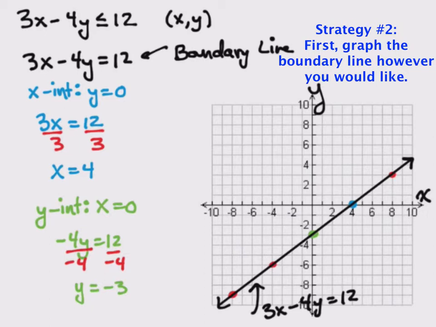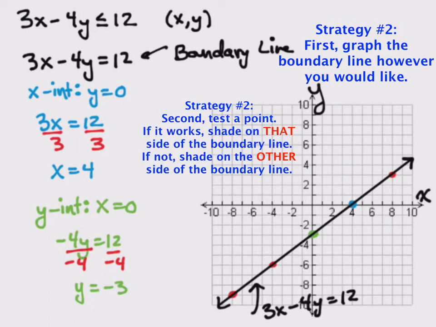Well, here's my claim. It's either going to be the case that all of the ordered pairs above this line are solutions, and all the ones below are not, or the opposite, where all the ordered pairs below this line are solutions, and all of the ones above are not. So all we have to do is test one point that's just not on the boundary line. And if it works, we shade that side of the line. And if it doesn't, we shade the other side of the line. Now here's my question. What do you think a good ordered pair is to try?